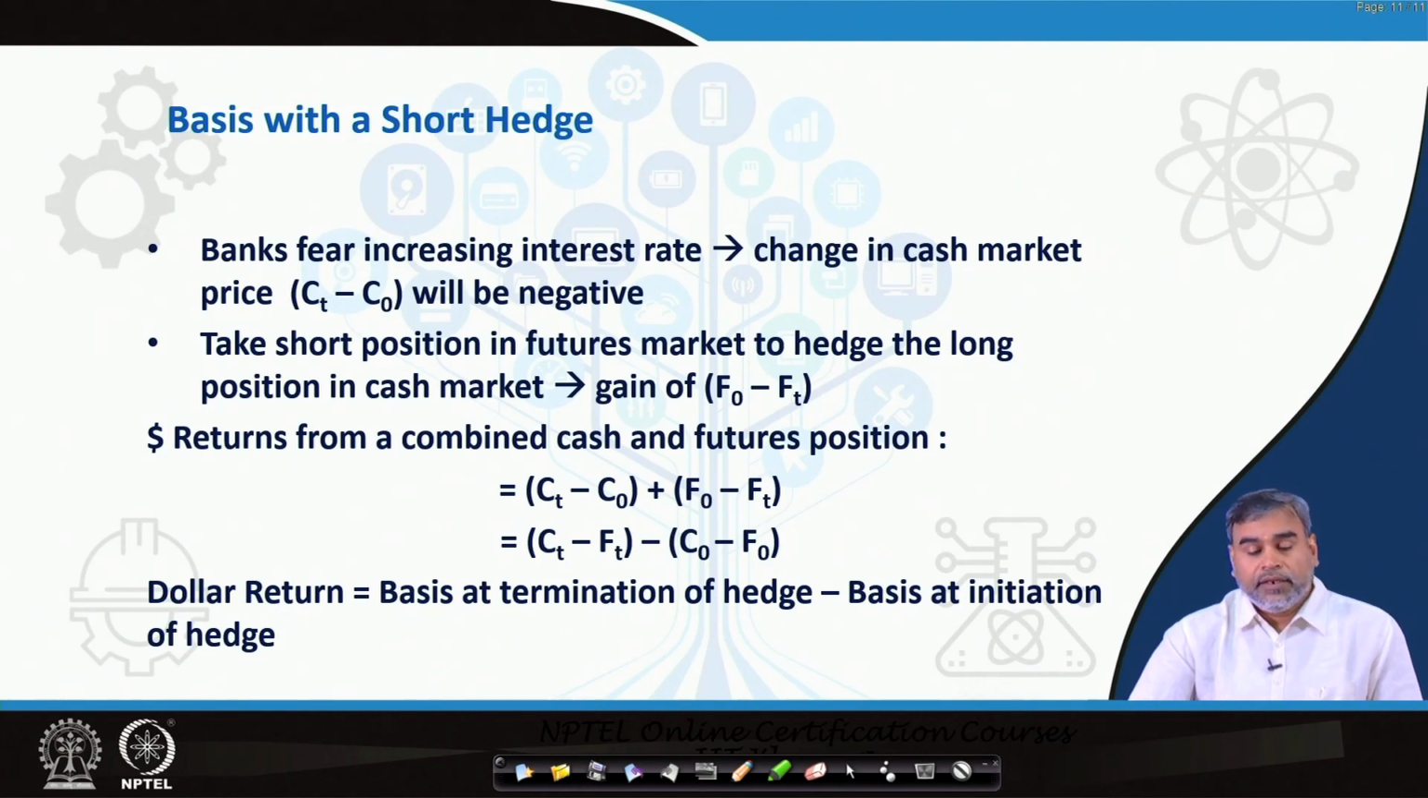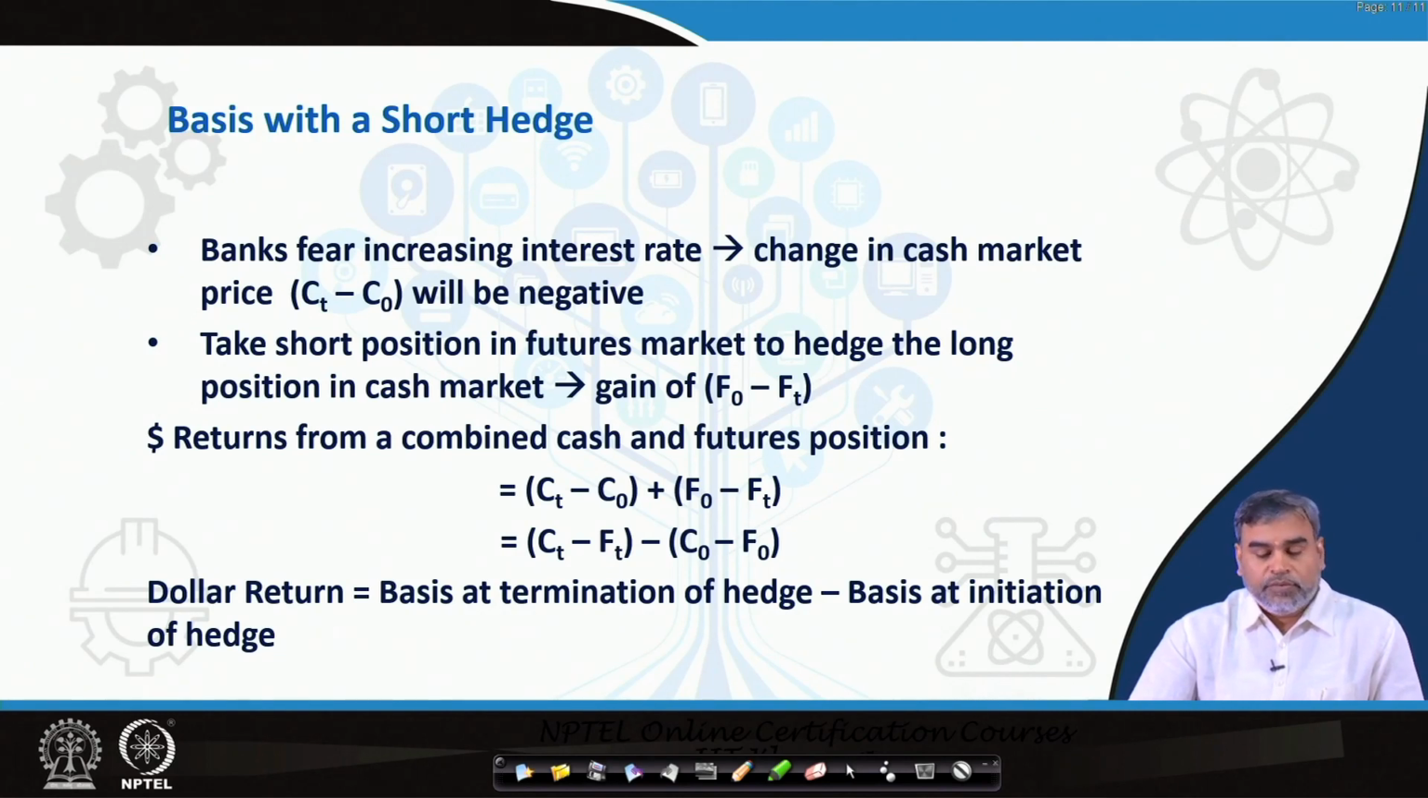By that you can gain F_0 minus F_t. F_0 is the original future price and F_t is the price that is going to prevail, because the market price is going to go down. Then how much return can you extract from this? The return is nothing but C_t minus C_0, which is negative, plus F_0 minus F_t, which will be positive. So, it is nothing but C_t minus F_t, the spot price minus the future price at time t, minus (C_0 minus F_0). C_0 is the original spot price and F_0 is the original future price.